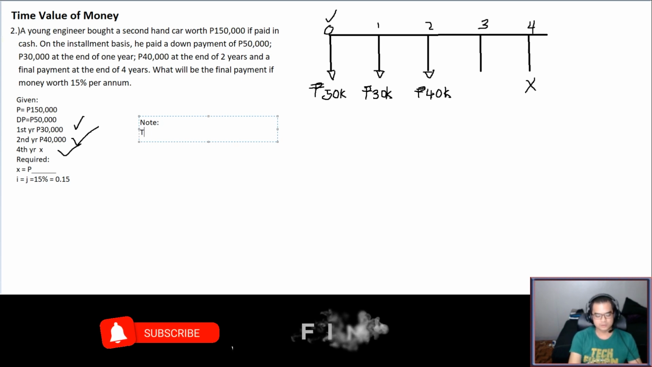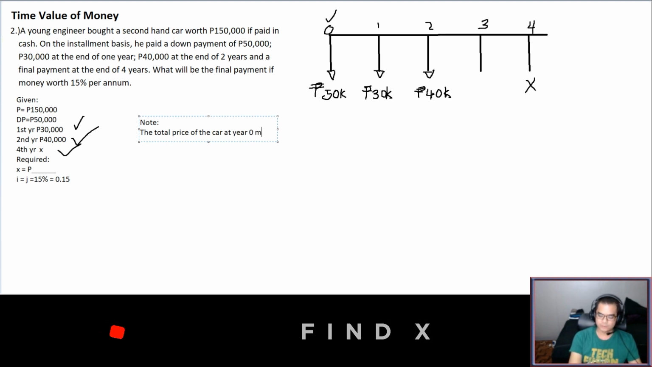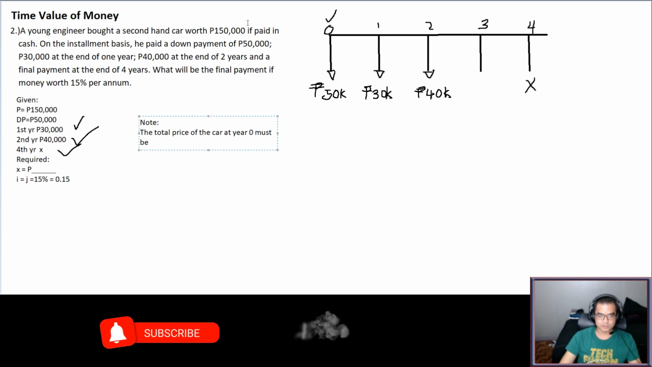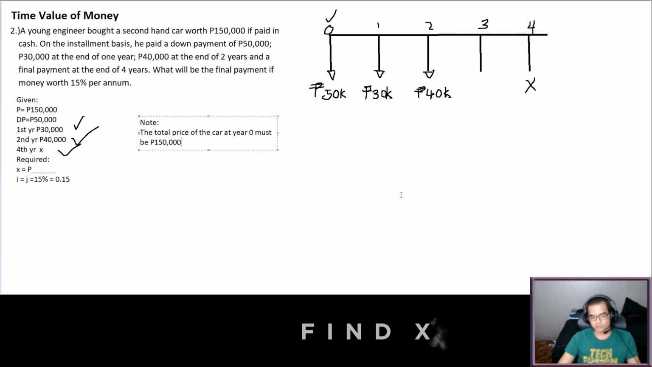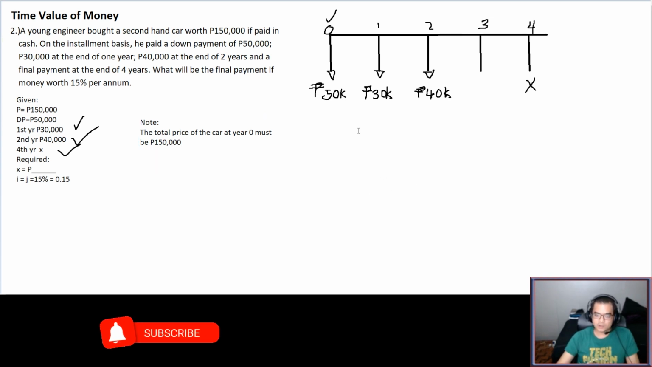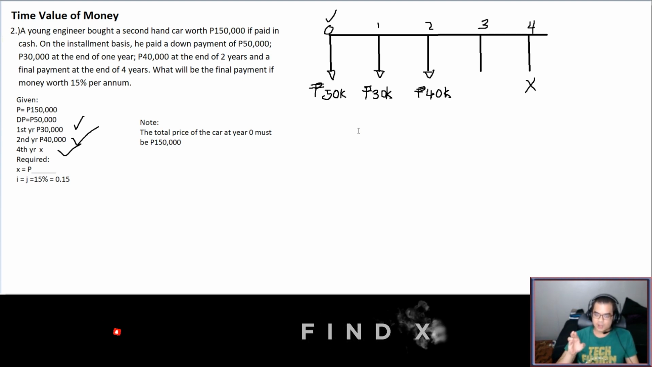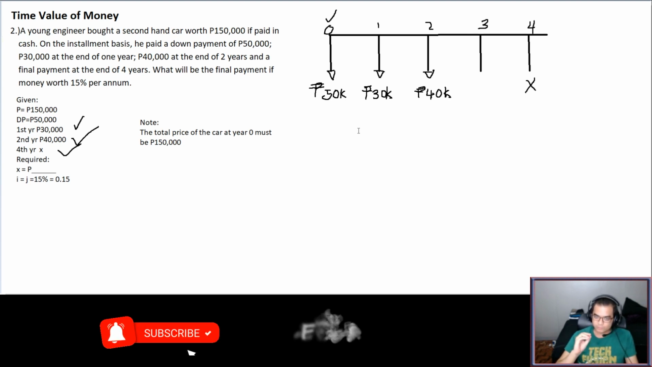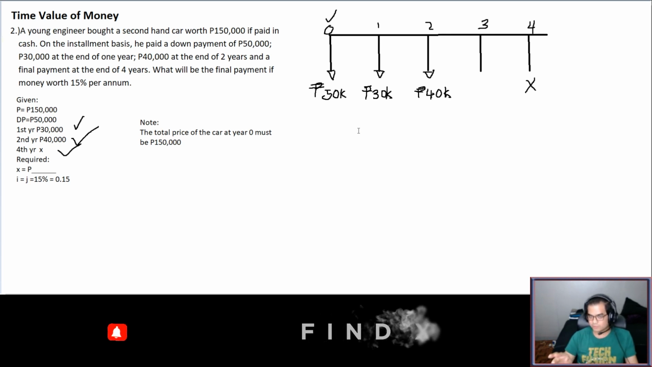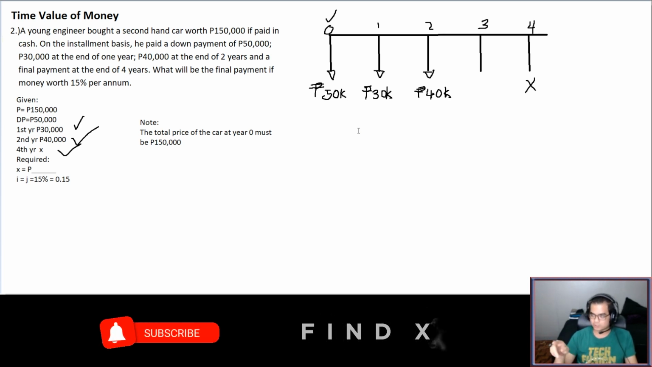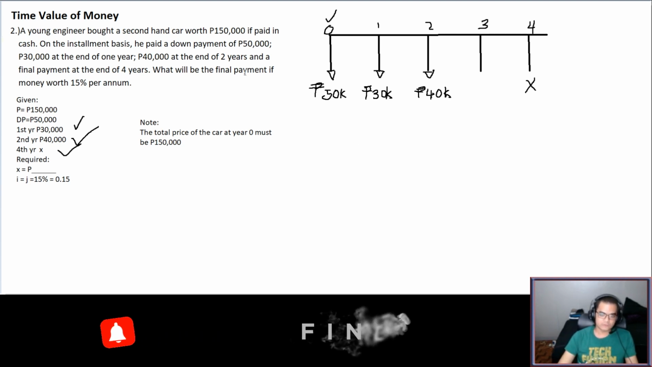Note that the total price of the car at year zero must be 150,000. Therefore, if I bring every money into year zero, or simply make year zero my focal date, 150,000 is equal to the sum of all these monies from year 0 to 1, 2, 3, 4.